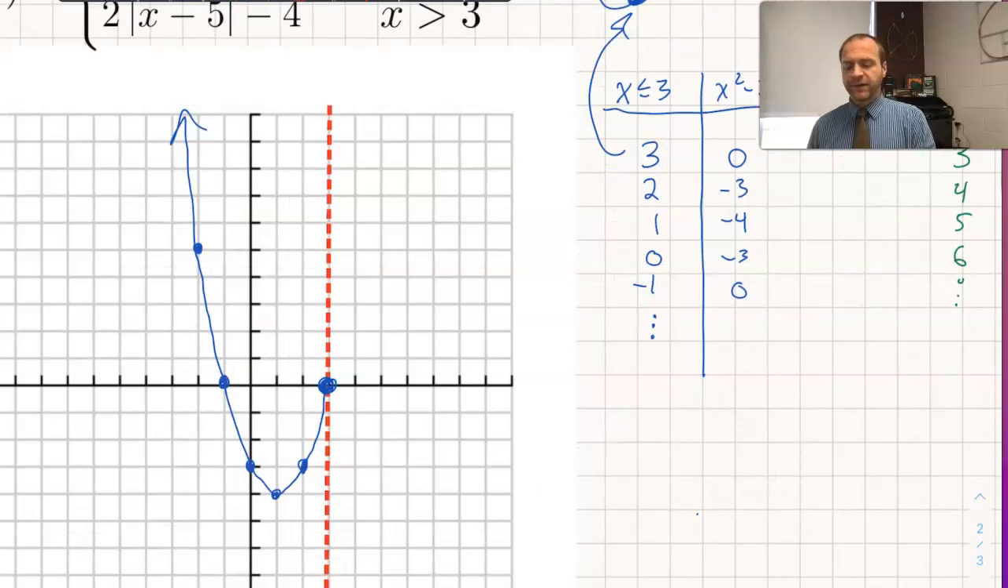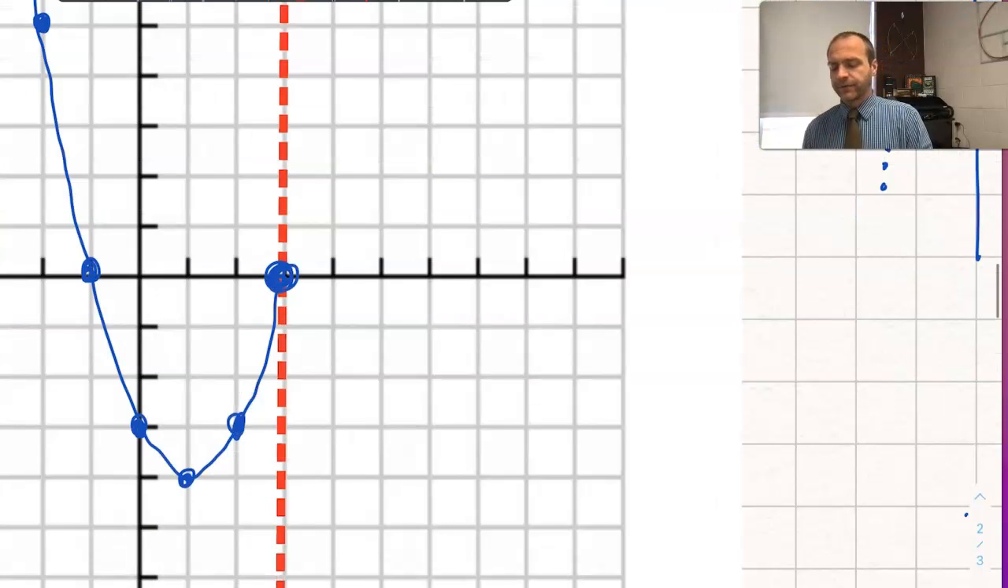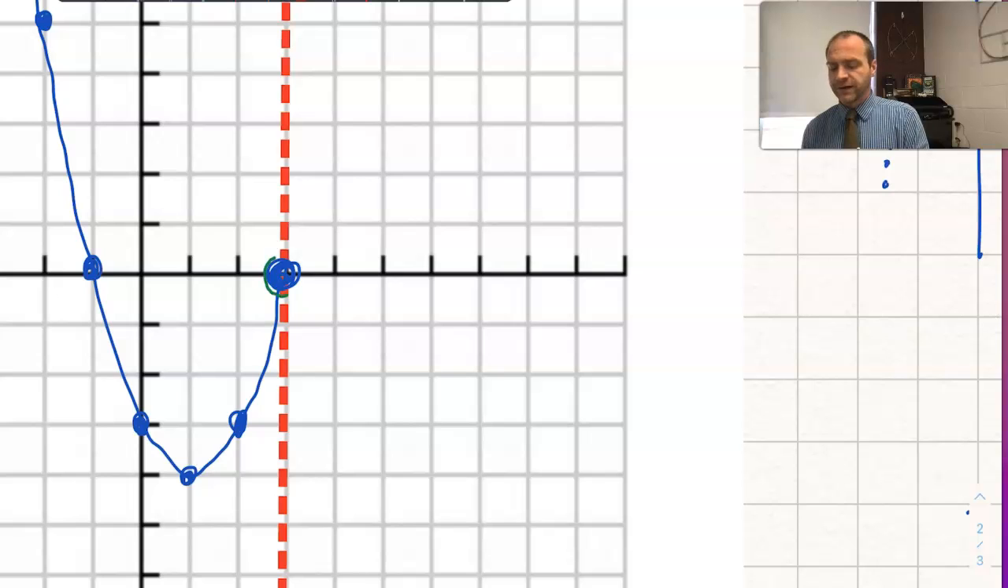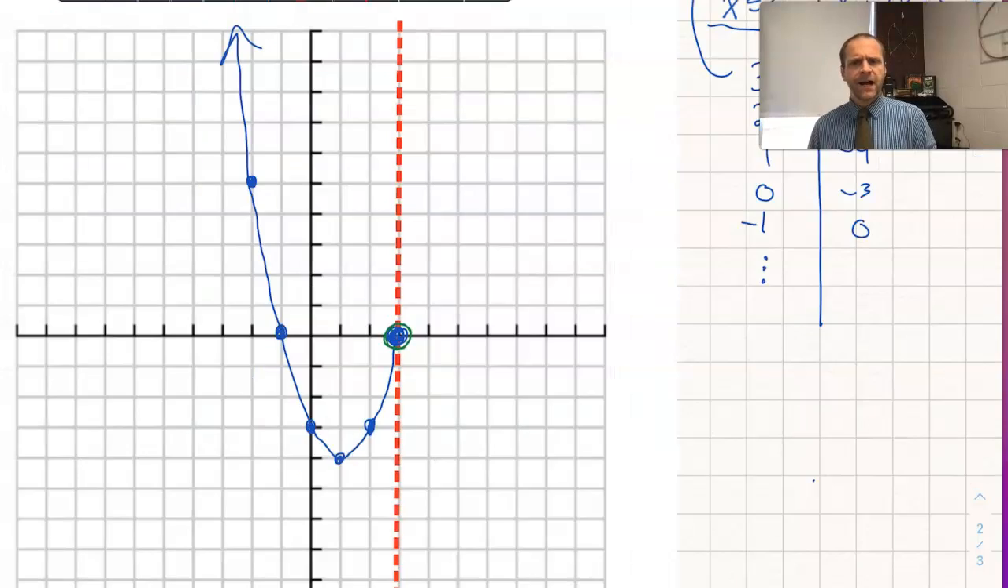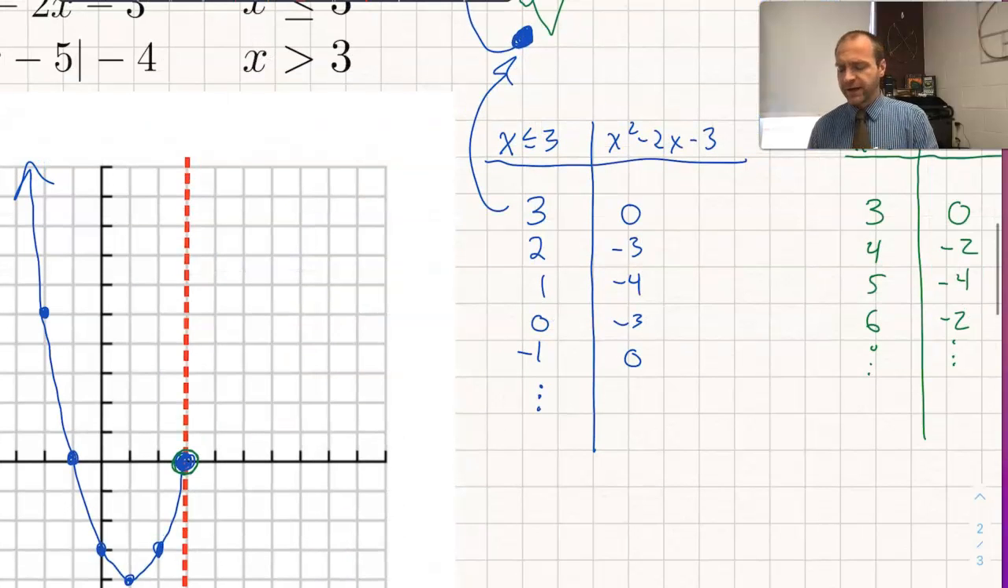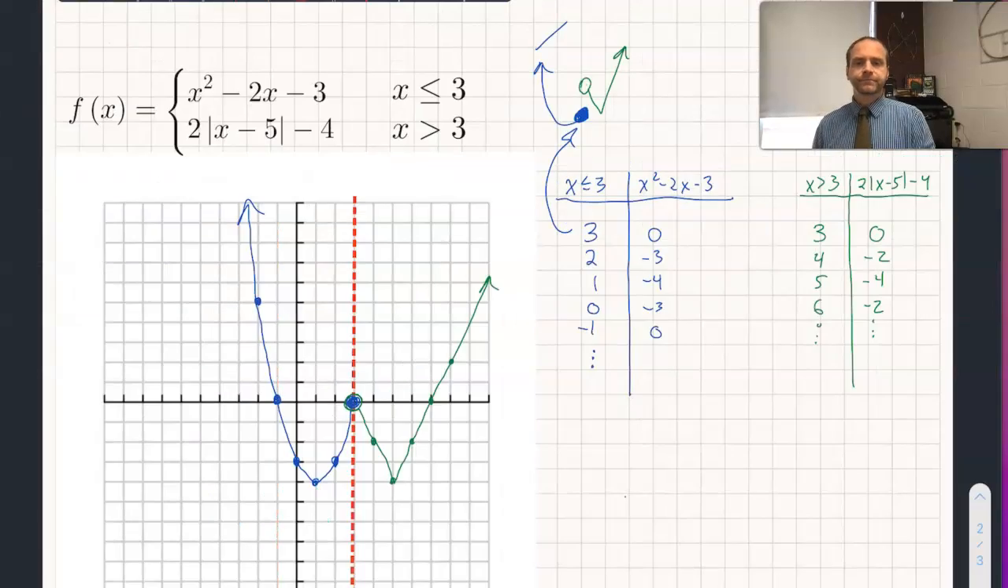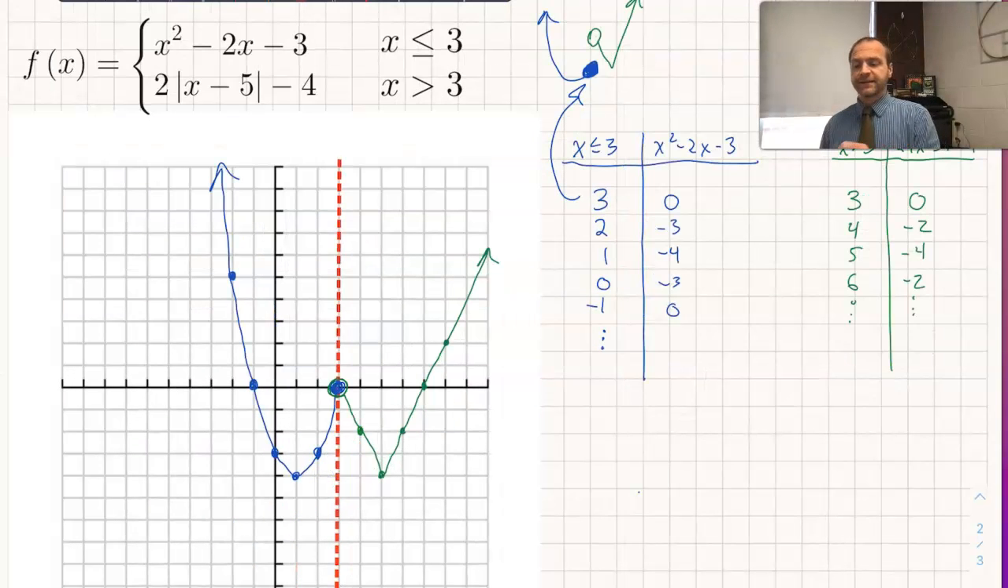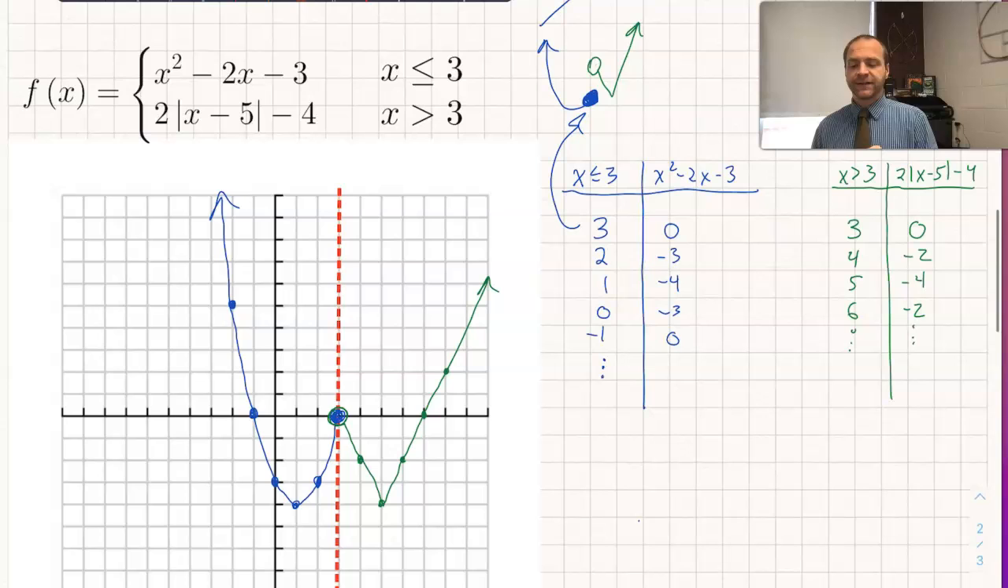This is pretty interesting. If I plug in 3, I get 0. So I have an open circle going on top of that closed circle. That's interesting. So then what do we have next? We have 4, -2, 5, -4, and then it goes up to 6, -2. If I plot the next one, I'd have 7, 0. I probably have 8, 2, and you can see that V shape forming. So there's my graph. Which if you look at it, that is exactly what I have here.